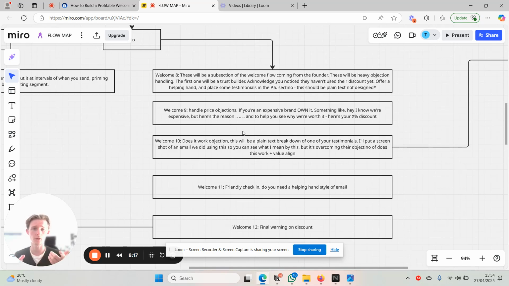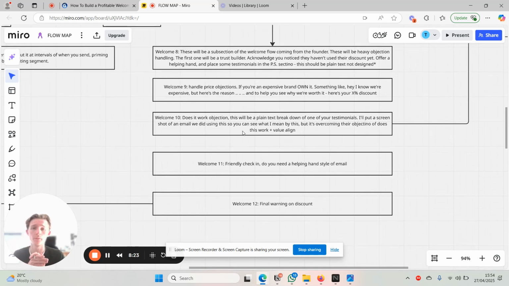You can even, I didn't put it on here, but put testimonials on it to see that you're not making this up. Welcome 10. This is a plain text breaking down one of your testimonials by a specific type of testimonial. So earlier when you were doing the FAQs and you saw a recurring theme, in this example I'm going to show you joint pain.